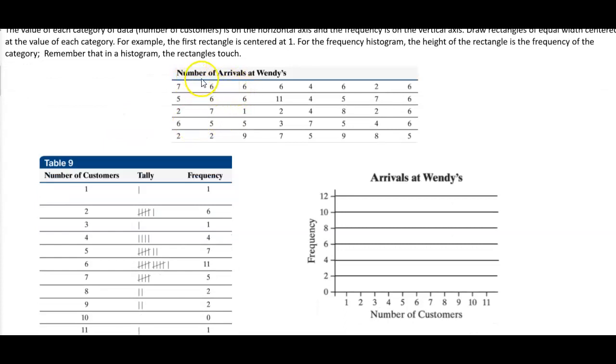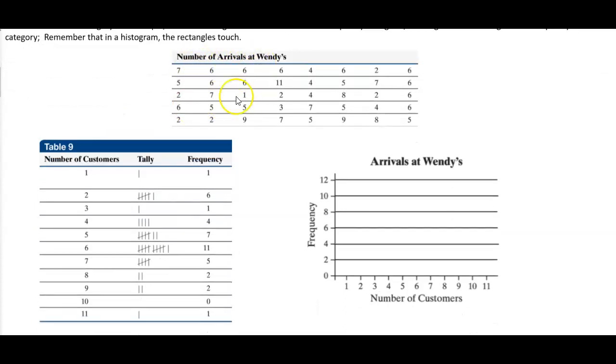So here's the data, the number of arrivals at Wendy's. And then here is the frequency distribution. Here's the number of customers, there's your tallies, and there's a frequency. So for the first one, we can see that the number of customers is 1. So down here, again, look at your graph that's going to be a histogram.